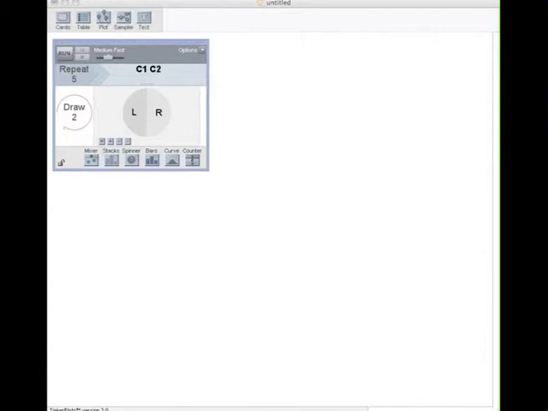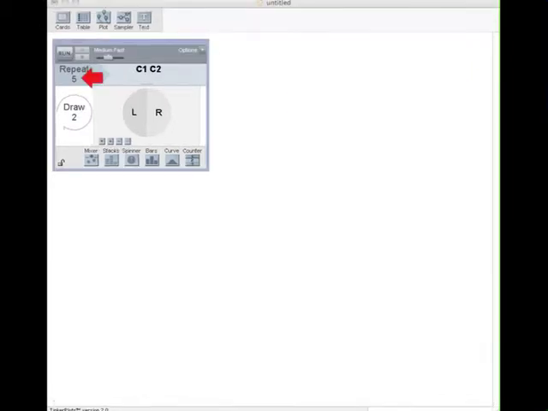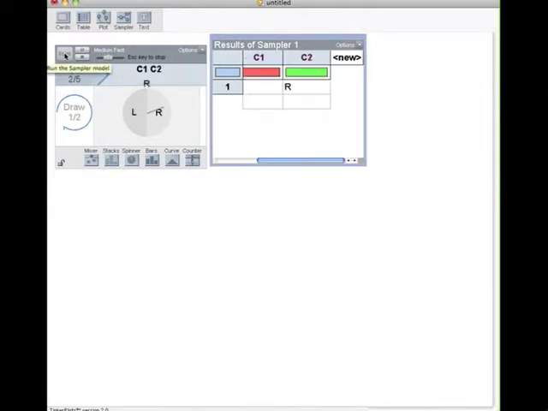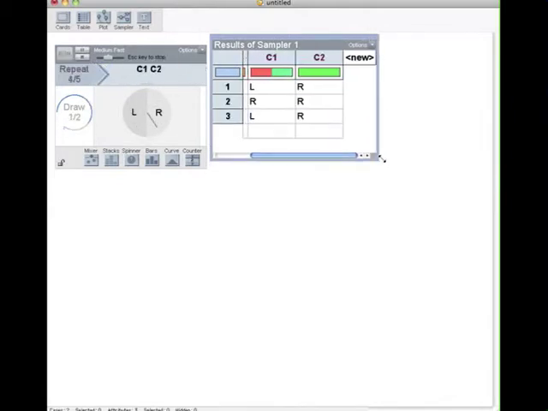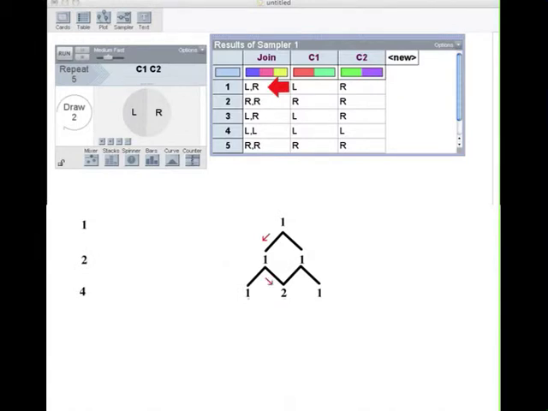To begin, let's create a simulation that uses a spinner to behave like balls bouncing down a grid, turning either left or right at each level. In other words, we'll be simulating the situation shown here. And, we'll be running 5 balls through the grid. So, for this particular sample of 5 balls, the first ball went left and then right. The second ball went right and then right again. The third went left and then right. The fourth went left both times. And, the fifth went right both times.